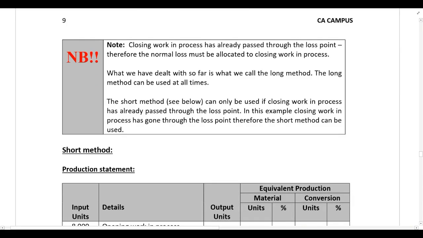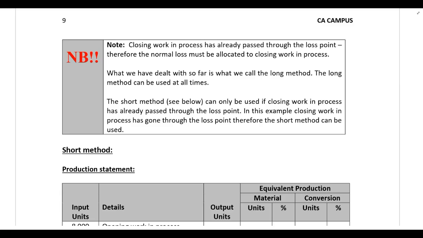Guys, what we just looked at was the long method. Remember, I said to you, the long method can always be used. However, it took a long time. It's called the long method for a reason. I did say to you also that we have a short method, but the short method can only be used where we meet certain criteria. So let's see what the criteria are and then see if we can do the short method for this question.